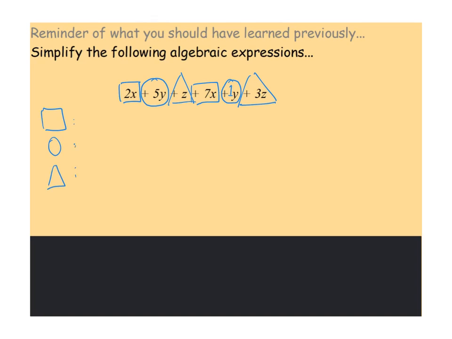The rectangles are 2x, add 7x. The circles are 5y, positive 5y, add 1y. And the triangles are positive, oh, I've missed a 1 there, should be 1z, add 3z. And that gives me 9x, 6y, and 4z. So 9x, add 6y, add 4z.